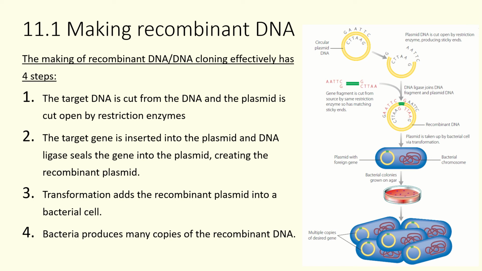We now have a plasmid that has all of its original genes plus our new gene that we've inserted into it. The transformation process then adds that recombinant plasmid into the bacterial cell. So we coax the bacterial cell into soaking up this recombinant plasmid, and then the bacteria, being thoroughly and sufficiently tricked, goes on and makes many, many more copies of that recombinant DNA, many more copies of the plasmid, and then passes it on to its friends.